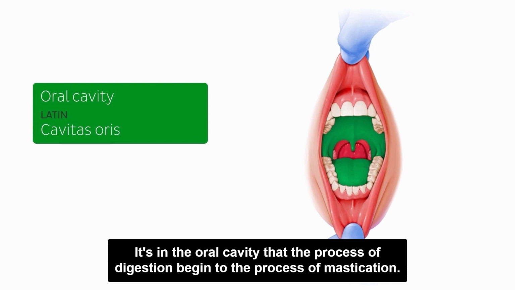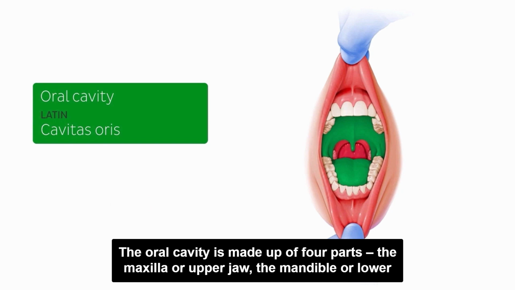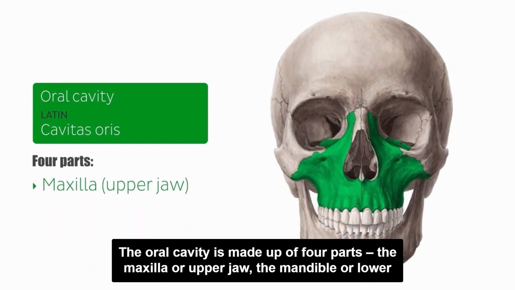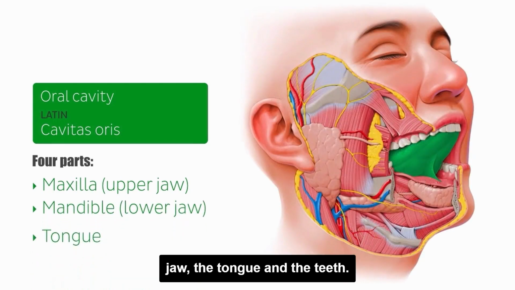It's in the oral cavity that the process of digestion begins with the process of mastication. Mastication, or chewing, is the process of crushing or grinding food by the teeth. The oral cavity is made up of 4 parts: the maxilla, or upper jaw, the mandible, or lower jaw, the tongue, and the teeth.